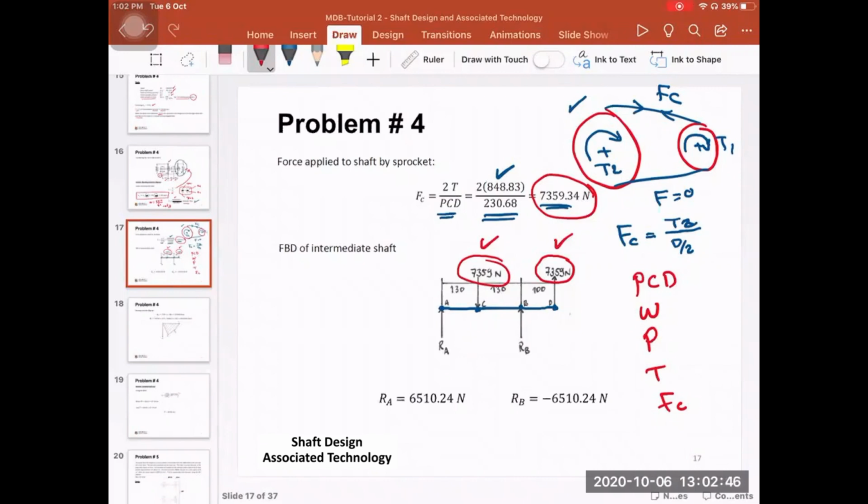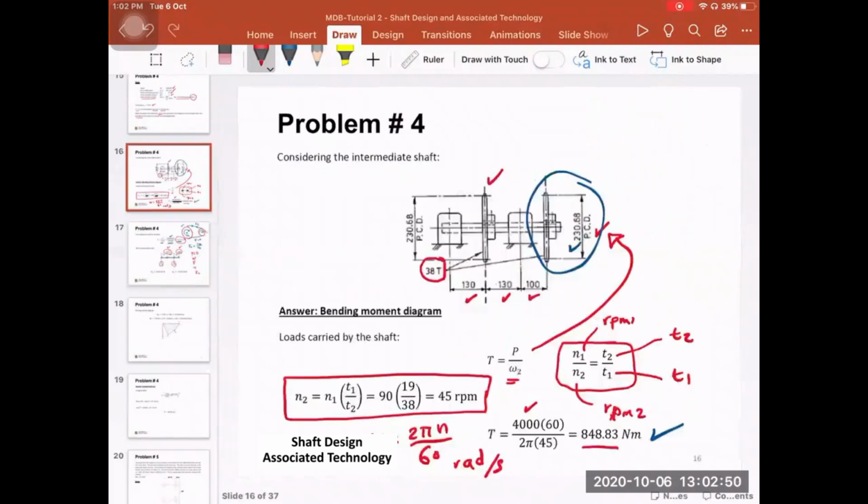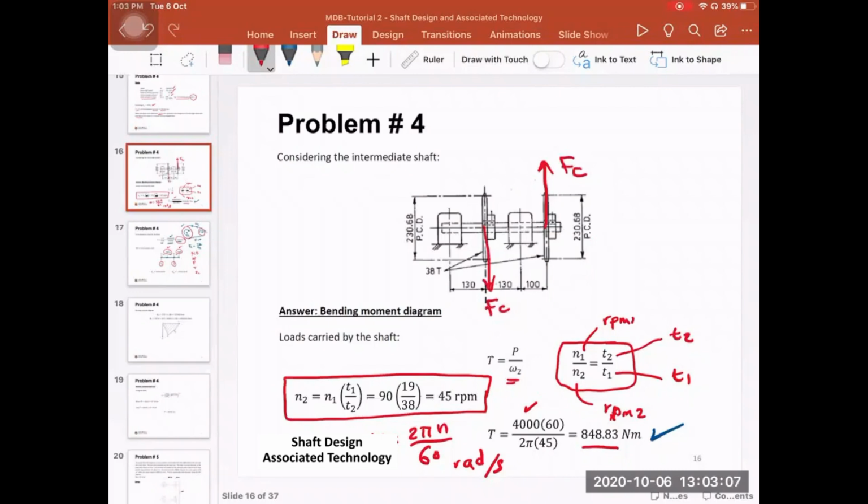We have reaction forces at bearing A and bearing B. Let me just go back here for a moment to remind you by the graph. So in here, we have the force F on the chain. We have another force here, F on the chain. Then we have a bearing here. So these are the two bearings, RB here, RA here.